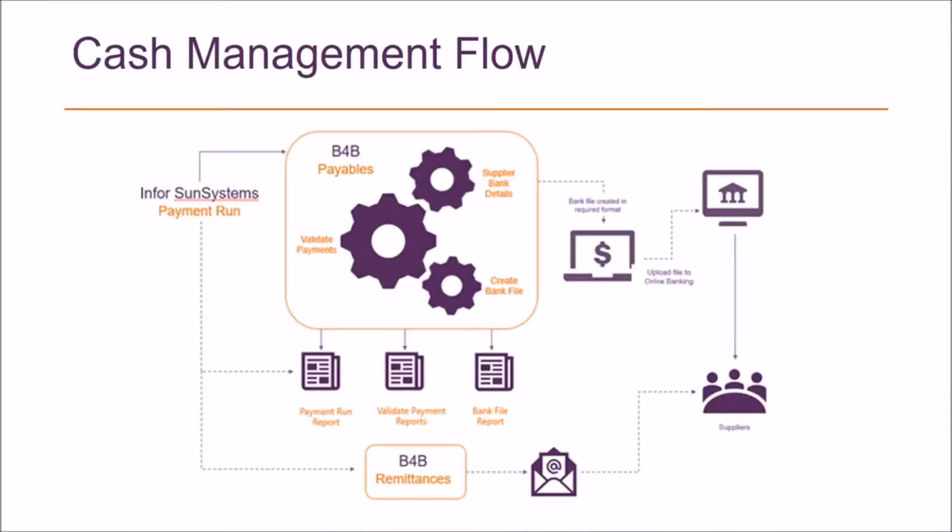Looking at the data flow through B4B, we can see the process starts with the native payment run functionality in SunSystems to select invoices that are due for payment and to then post those payments in the ledger. We will then process those payments through B4B, validating and matching them to a set of bank details maintained in the application and then creating a bank file in the formats required by the bank of use.